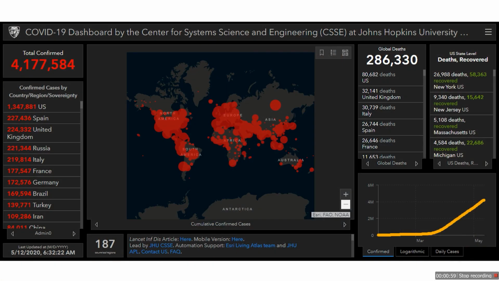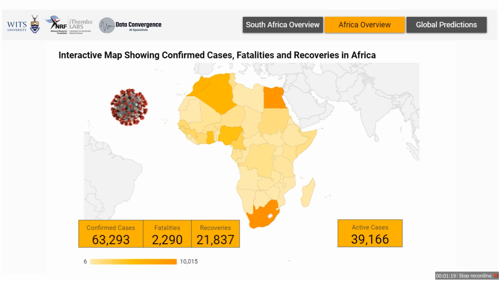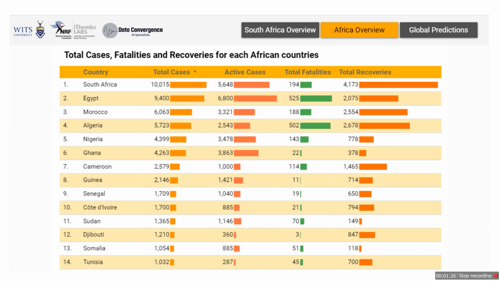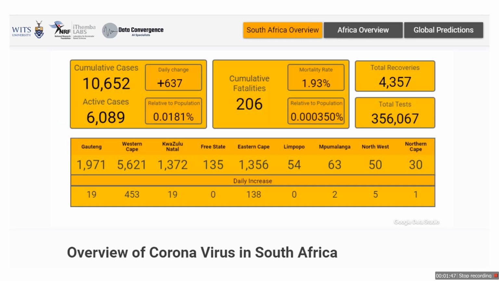The data, or the slide that I'm showing you here, is from this morning. And what we can see is that from this morning, we have 4,177,584 cases, of which more than 200,000 people have died. If I go to Africa, we see that it's increasing, and South Africa is the front runner. Perhaps in this next slide I can show you that we now have more than 10,015 cases, and 194 deaths. So this is important, that we can clearly see that the disease is fast moving also in Africa and also in South Africa.